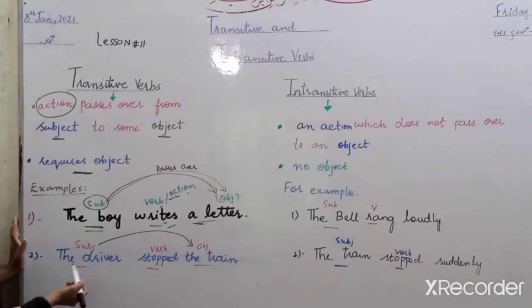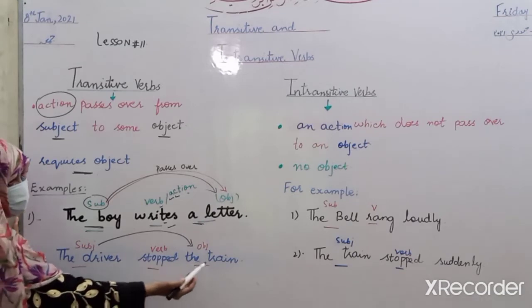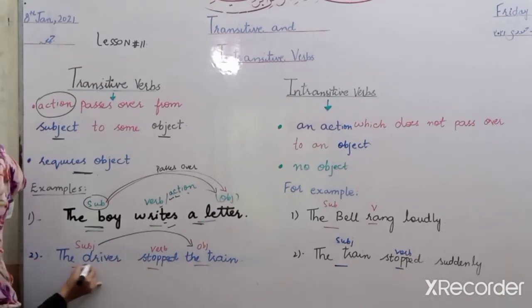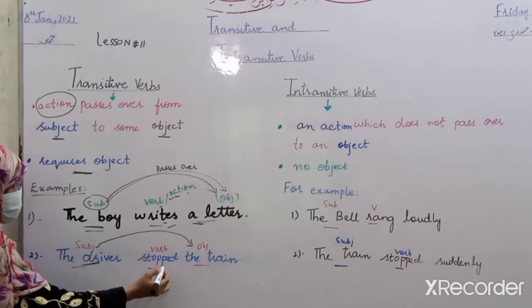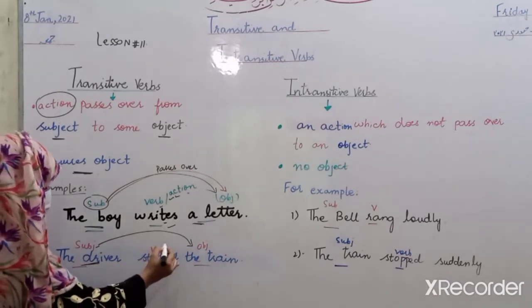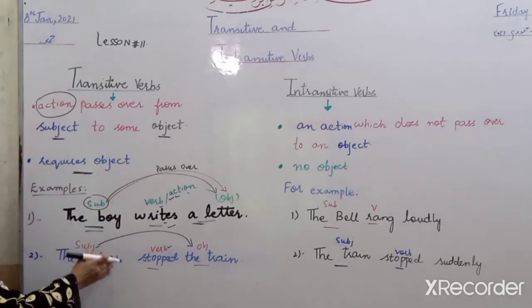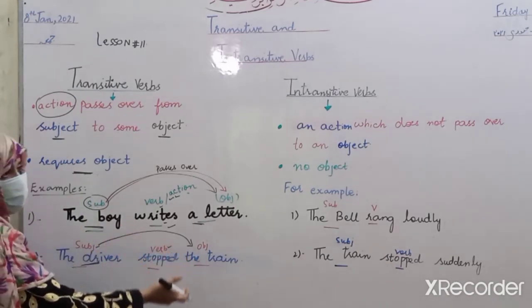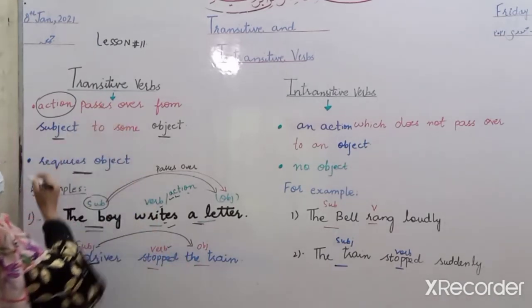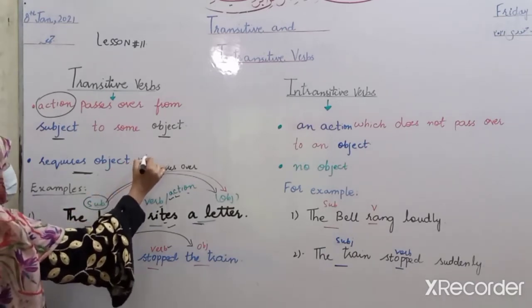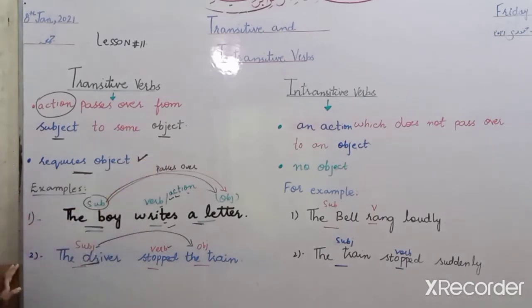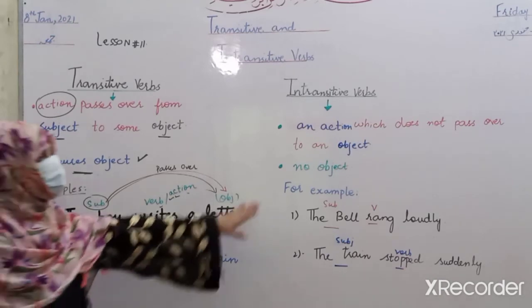Similarly, let us see the second sentence. The driver stopped the train. First of all, I will tell you that the driver is my subject and stopped is some action which is my verb, and the train is the object. So here the driver stopped the train. The action has passed over to the object. So in transitive verbs we require some object, which is necessary. And these are the examples I have explained to you. Now we move towards intransitive verbs.